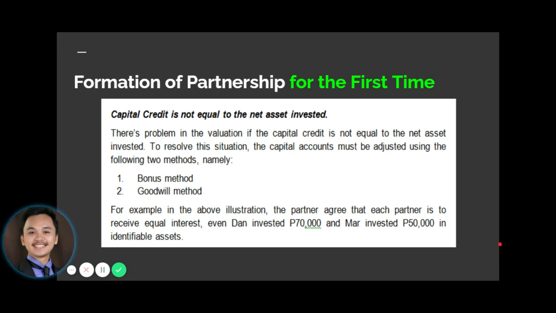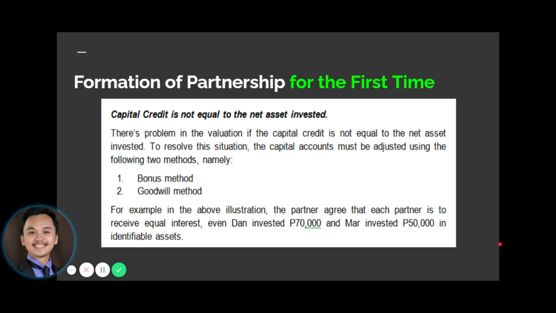Okay, how about this time there is capital credit not equal to the net asset invested. What do we mean by capital credit is not equal to the asset invested? Meaning, what is credited to your account may be higher or lower than the total net assets you have invested in the partnership. So that could be an accounting problem. There's a problem in the valuation: the capital credit is not equal to the net asset invested.